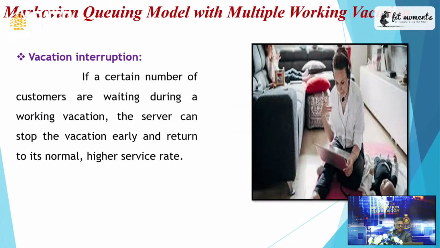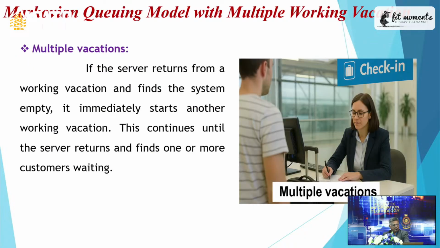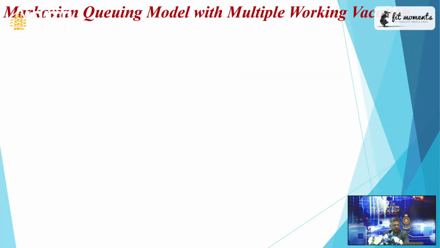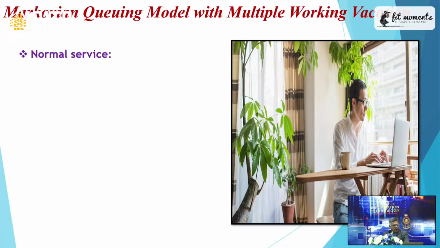Next one is vacation interruption. If a certain number of customers are waiting for service during a working vacation, the server can stop the vacation early and return to its normal rate. This is called vacation interruption. Multiple vacation. Next one is normal service.